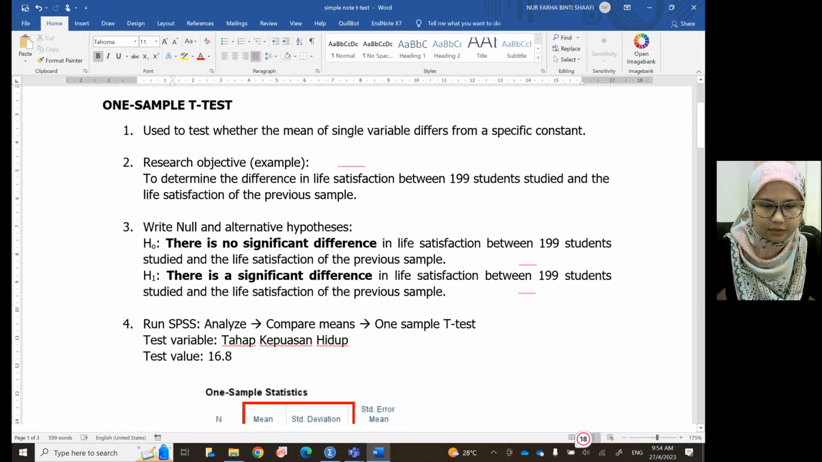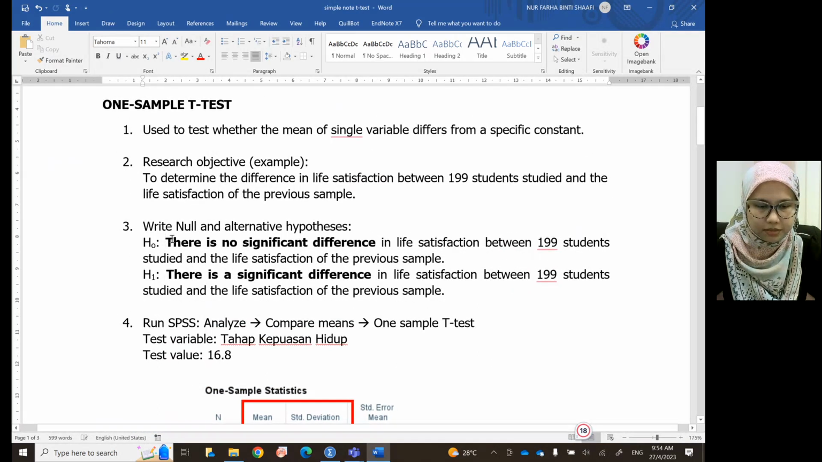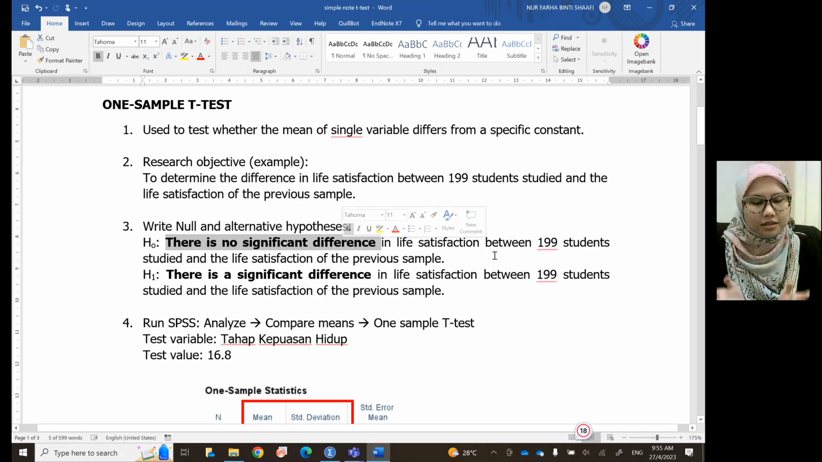So what is your null hypothesis? The statement is there is no significant difference in life satisfaction between 199 students studied and the life satisfaction of the previous sample. It states that there is no significant difference. It's just the same. Our study and the previous study are the same. That is the statement.